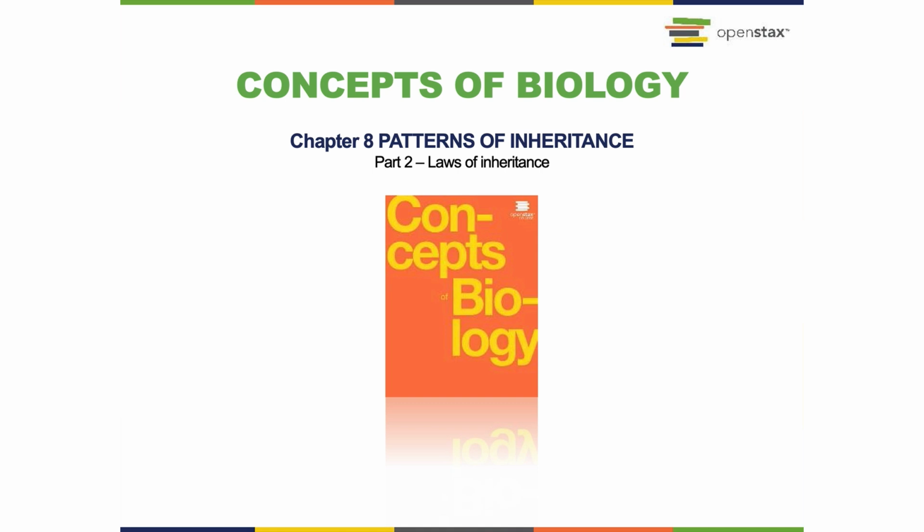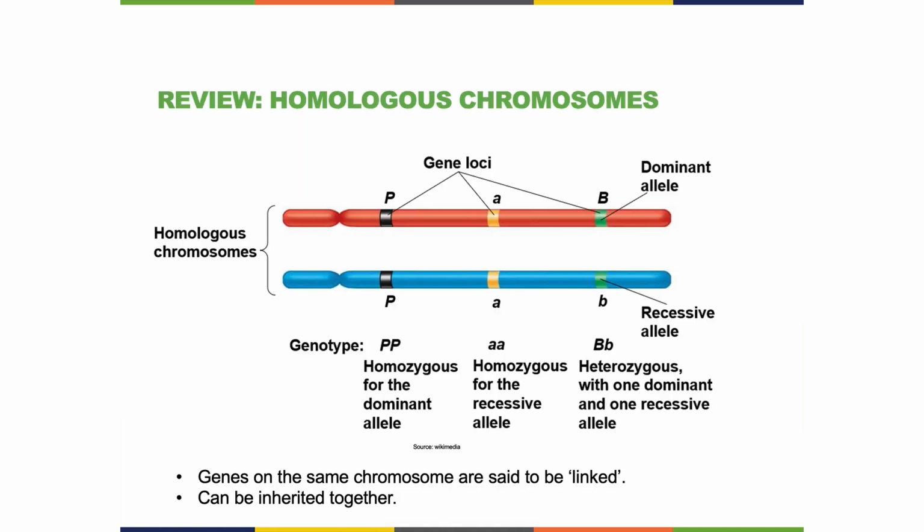All right, welcome to Chapter 8, Patterns of Inheritance, Part 2, Mendel's Laws of Inheritance. And just a quick review, remember homologous chromosomes from last time. If you're homozygous dominant, you got both versions of the dominant allele on each separate chromosome. If you're homozygous recessive, two recessive alleles, and if you're heterozygous, a dominant and a recessive between the two.